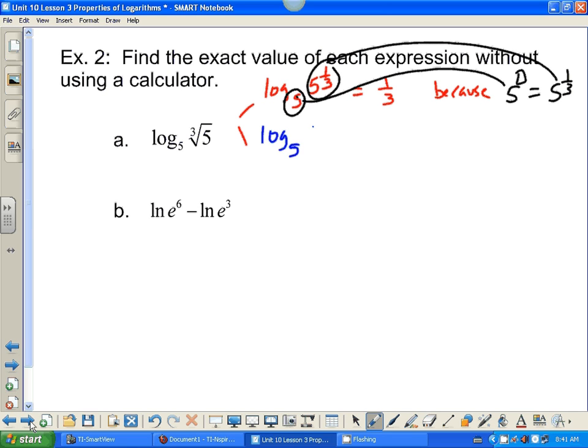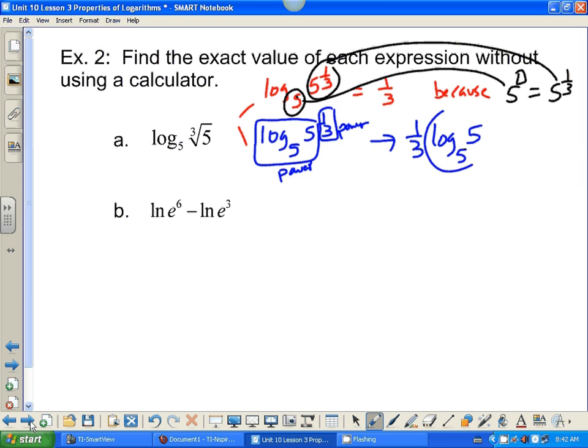Another way that you can do that is still thinking of this. You still have to do this rewrite step, but you've got a power raised to a power. So I can think of this as 1/3 log base 5 of 5. We've talked about that that's 1. 1/3 times 1 gives me 1/3. It's a little bit longer, but the thought process I think is still worth mentioning. Okay, let's look at B.